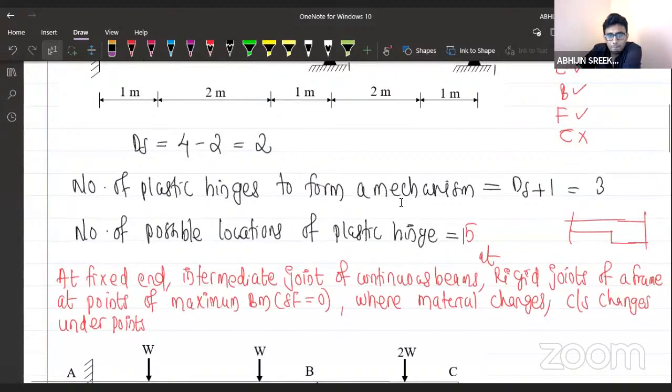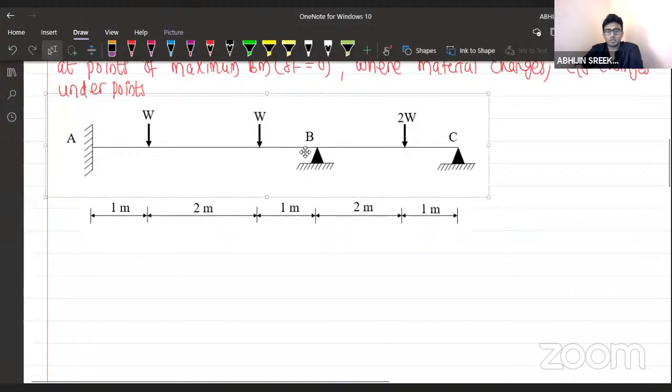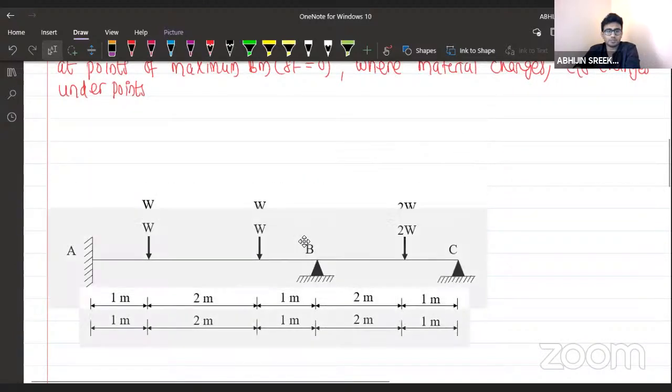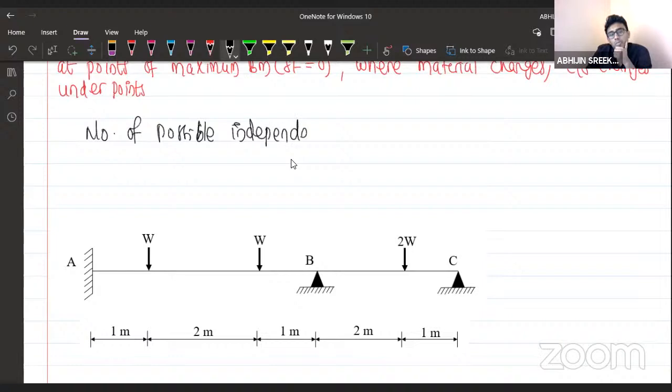I need some space here. Okay. Now I have to find the number of possible independent mechanisms. This is also a question. Can anyone tell me how to calculate the number of independent mechanisms?